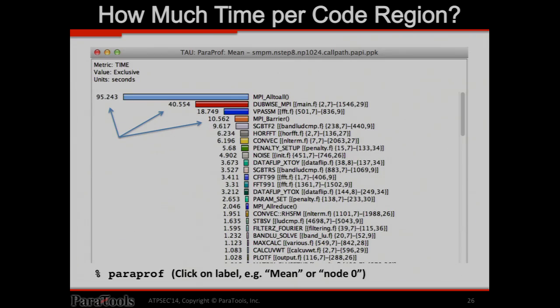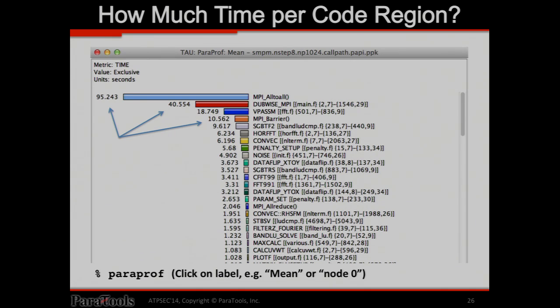So I'm looking at a profile executing on 1K cores, and this is the SMPM application. I'm showing exclusive time, and my MPI all-to-all is clearly leading in terms of exclusive time, right up there. This is the mean across all 1024 cores. If I want, I can look at each rank as well.